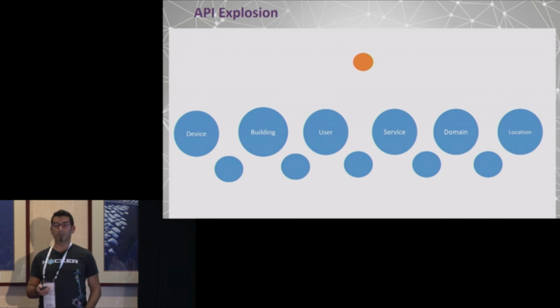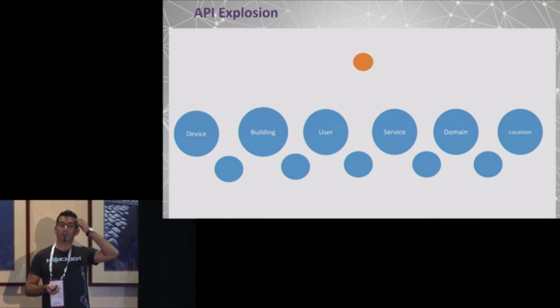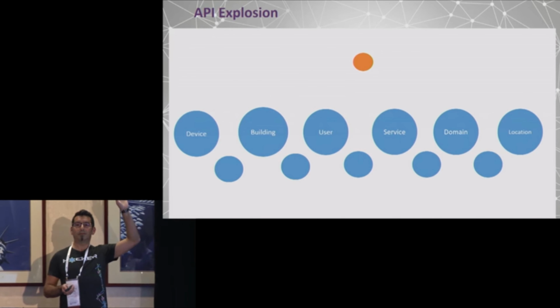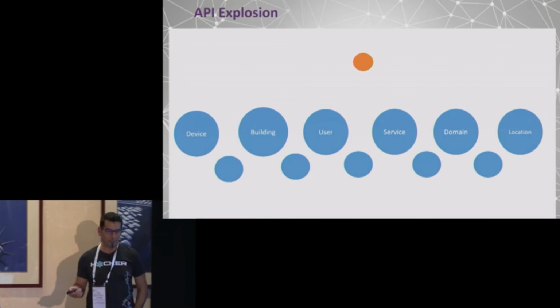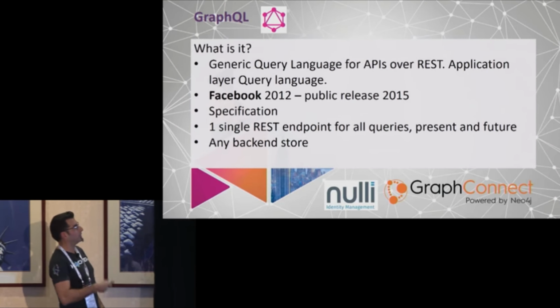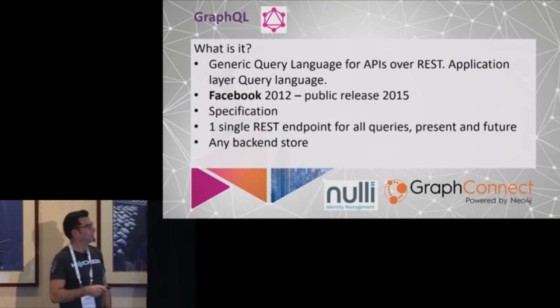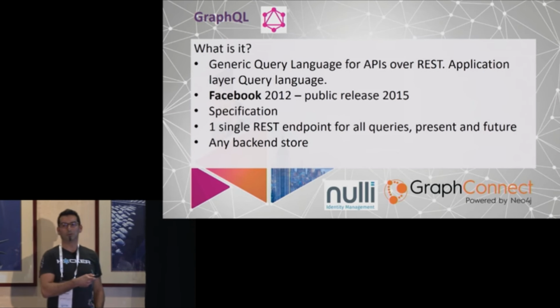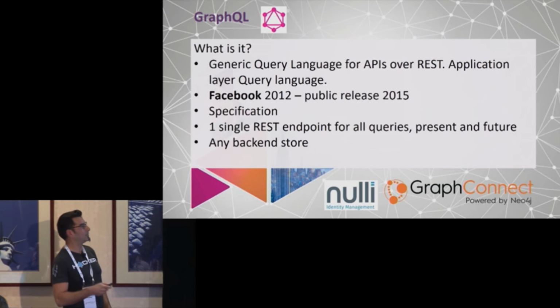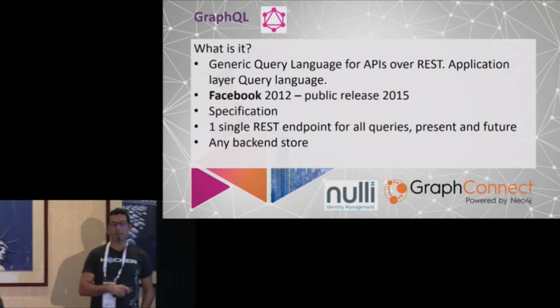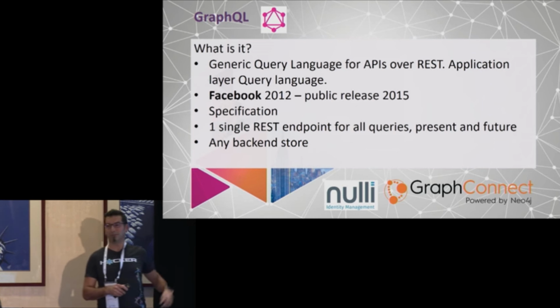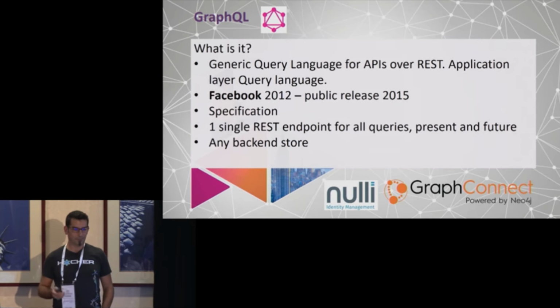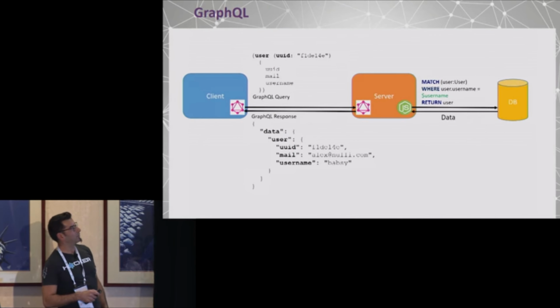So what is GraphQL? Before going further, are you already familiar with GraphQL? Any show of hands? Okay, so I'll go very fast on that one. It's a generic query language. Facebook created it. It's a specification, meaning you can build your own. One REST endpoint, and it works with any backend store, but it works greatly with Neo4j. So, okay, cool. This is how it works.